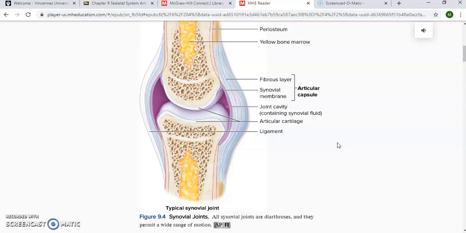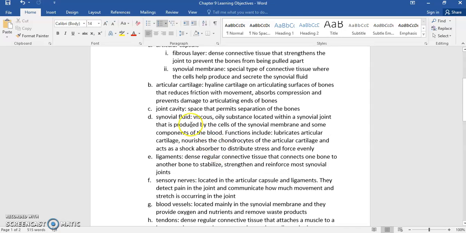All right, so all of our synovial joints have the articular capsule, the articular cartilage, and the joint cavity. We kind of mentioned the joint cavity. That's the space that permits the separation of these bones at synovial joints. And then the synovial fluid, we talked about how it's a viscous, oily kind of substance that's produced by the cells of the synovial membrane. What's in the synovial fluid comes from the blood, certain components of the blood, not the red blood cells, so it's not going to look like blood. It looks more like a clear, opaque material.